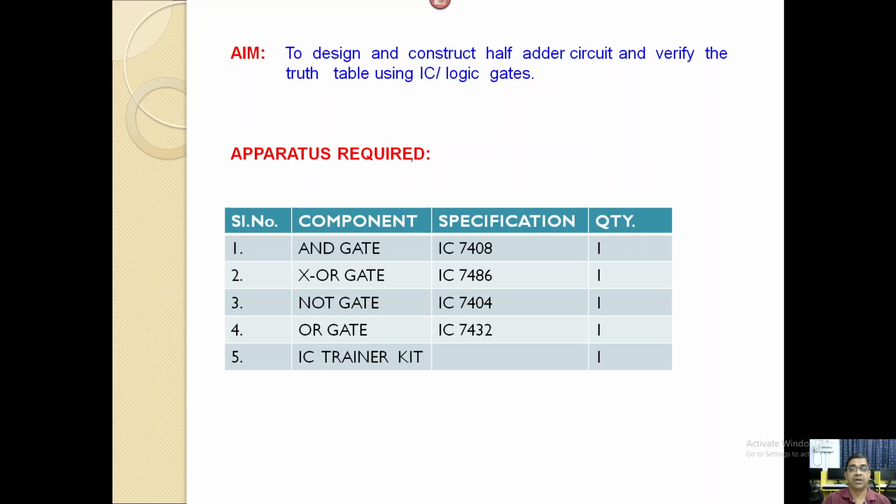For that design, our apparatus requirement is an AND gate, XOR gate, NOT gate, OR gate, and an IC kit like a trainer. For the IC specification, the AND gate is IC number 7408, the XOR gate is IC number 7486, the NOT gate is IC number 7404, and the OR gate is IC 7432.